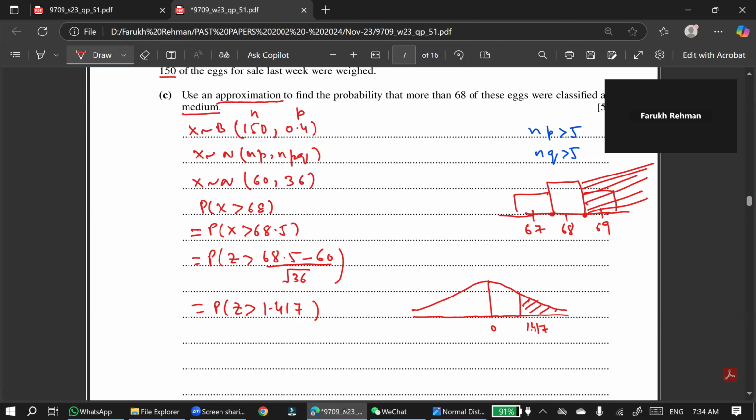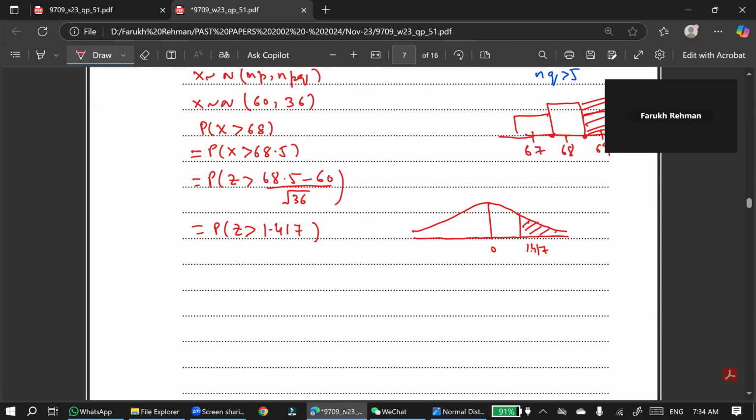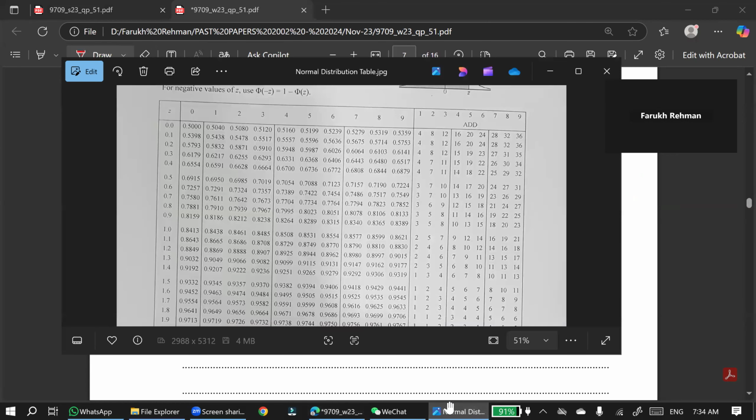This one is the required area. So this one is 1 minus pi of 1.417. So this one is 0.9217.